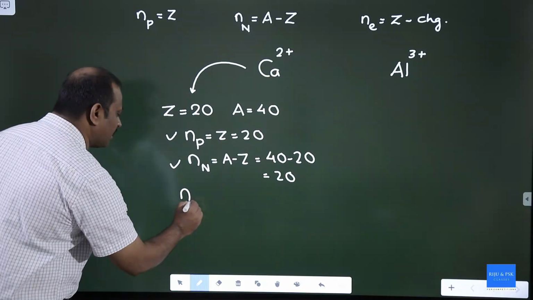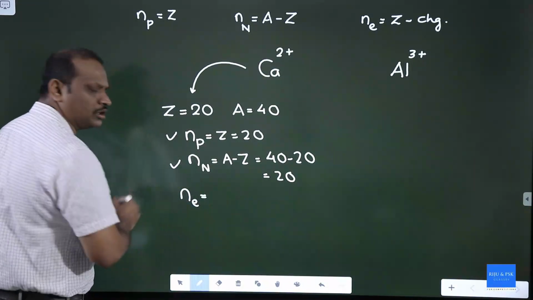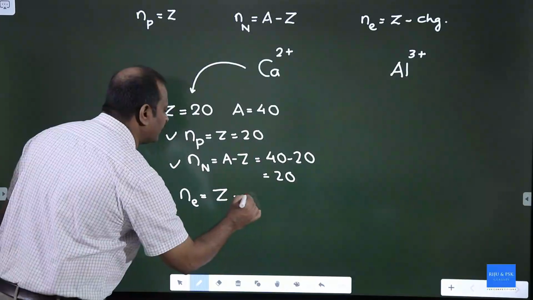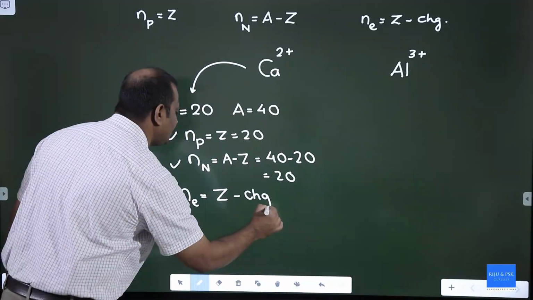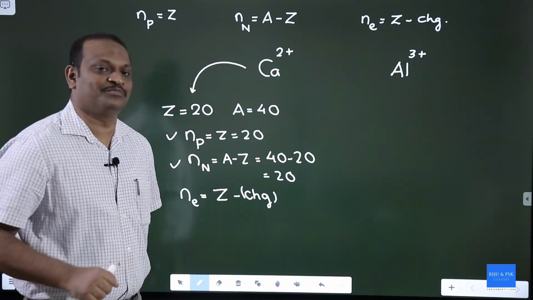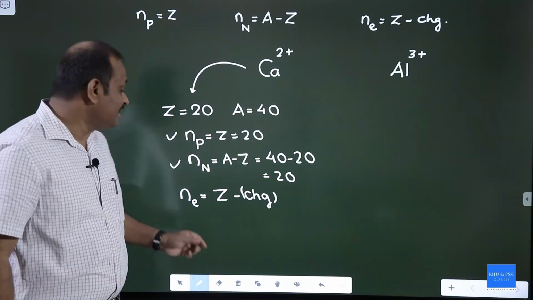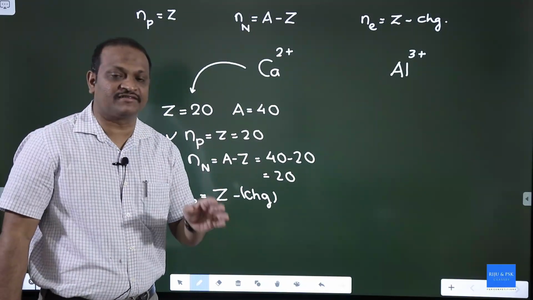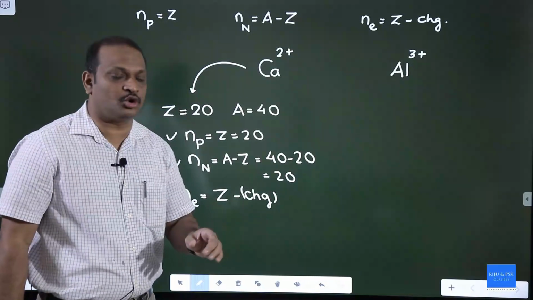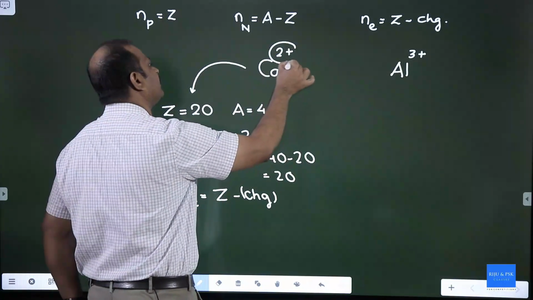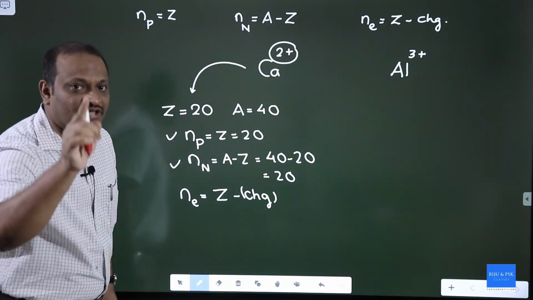So I am just writing: number of electrons equals Z minus charge. See, all of you, in this case charge is not 0. So we cannot straightaway write number of electrons equals Z. Please try to understand, in this case charge is not 0. What is the value of charge? The value of charge is plus 2.